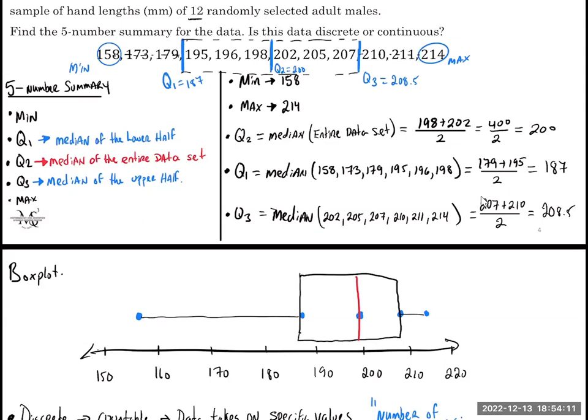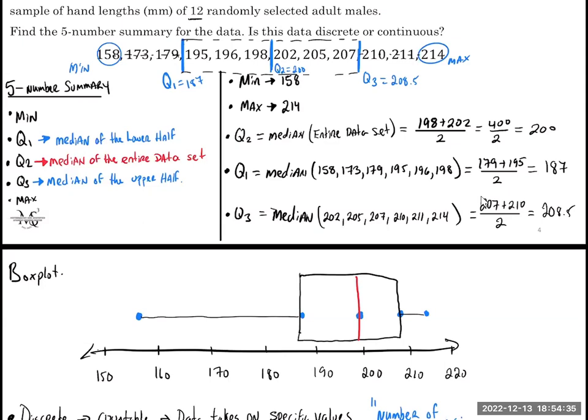There's 6. If you notice, there's 6 values on the left and 6 values on the right of Q2. Because of that, when you have to find Q1 and Q3, you take the medians, where again you take the average of the two middle values for both cases, because there's 6 values in the bottom half and 6 values in the top half. Okay?